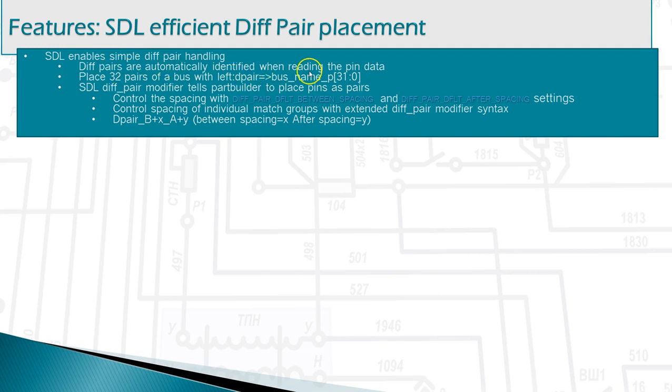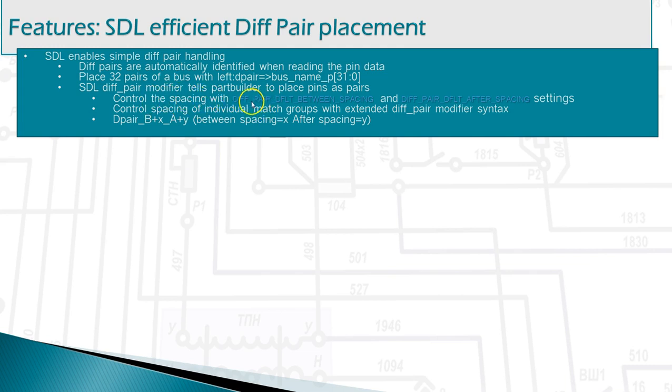Diff pairs are automatically identified when reading the pin data with a very exhaustive algorithm. We can place 32 pairs of a bus with this one simple statement, left colon D pair, bus name P31 to 0. The SDL diff pair modifier tells PartBuilder to place pins as pairs.